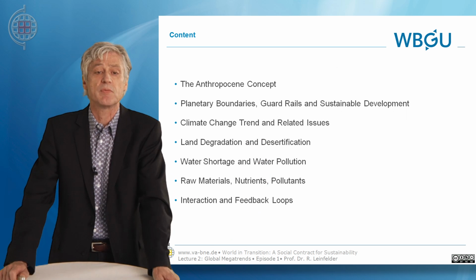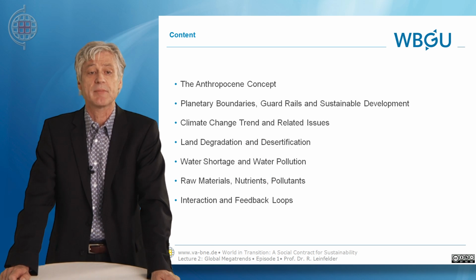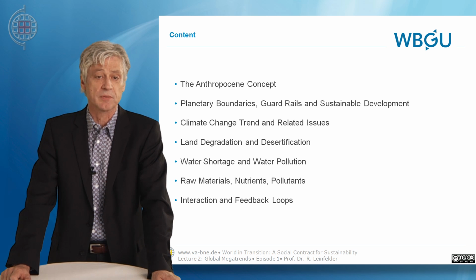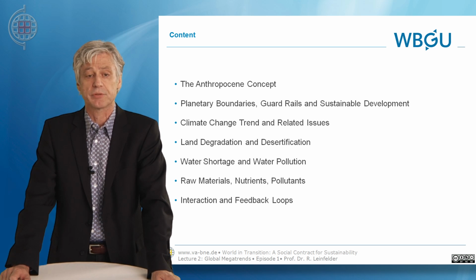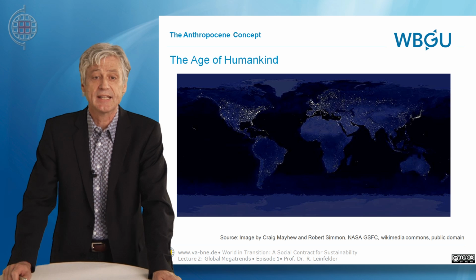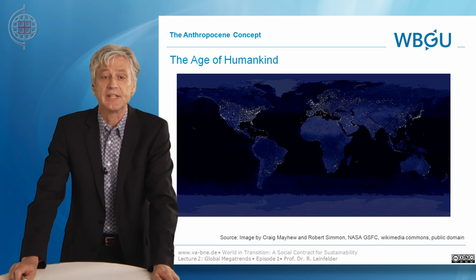So the contents will be, in brief, the Anthropocene concept, the planetary boundary and guardrail concept, climate change trend and related issues, trends on land degradation and desertification, water shortage, water pollution trends, raw materials, nutrients, pollutant trends, and then on interaction and feedback loops. So let's start with the Anthropocene concept.